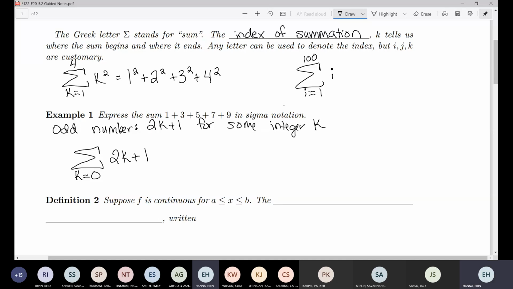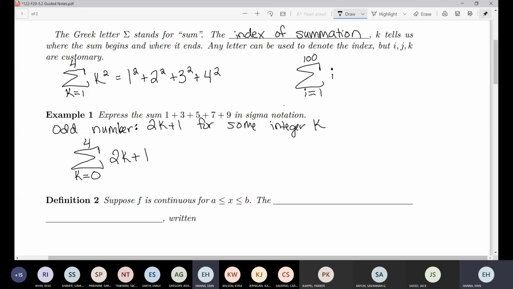And then I have to end at 9. Well, what number do I have to plug in for k to get 9? Well, I would need 8 plus 1, so I'd need to plug in 4, so this sum will stop at 4. There's a few other ways you could write this. I did something silly, but I'm not going to tell you what it is because it doesn't matter for the problem. There's a couple different ways I could write this in sigma notation in general, but that works.